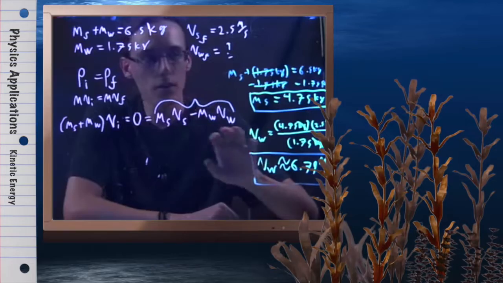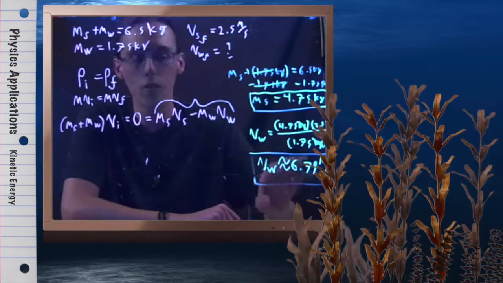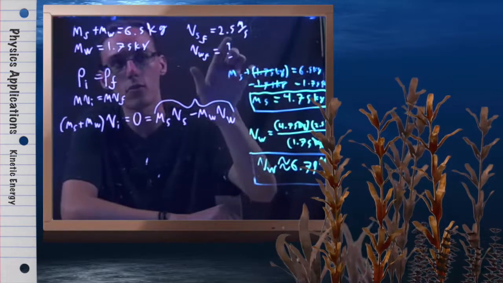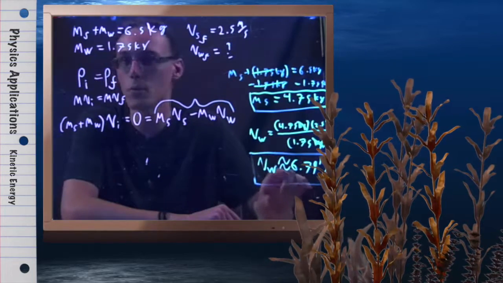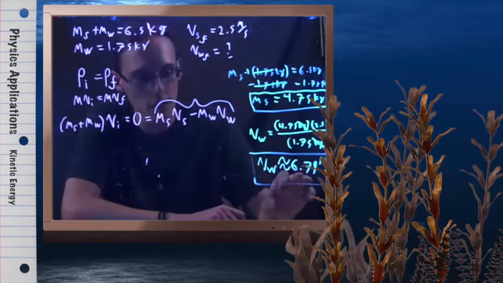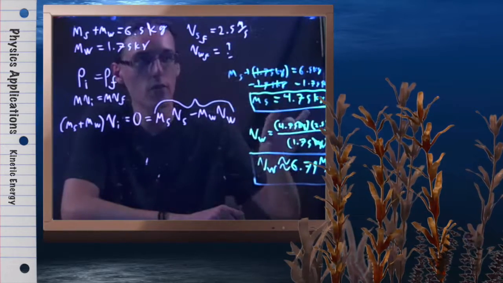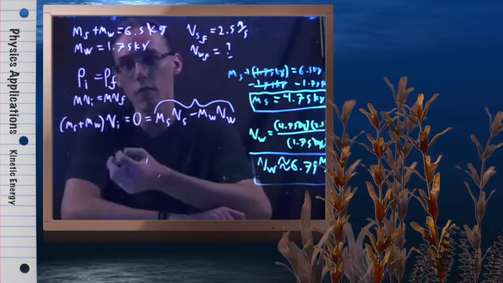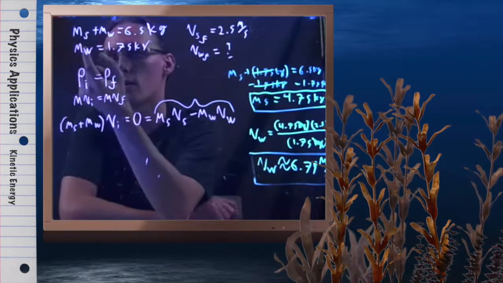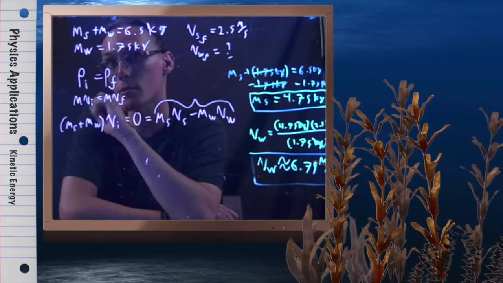So I did all of this in order to find the velocity of that water. If the squid is going to go 2.5 meters per second, how fast must the water be? Well, it must be 6.79 meters per second. And in doing that, I also had to find the mass of the squid by himself because they told us that the squid in the water altogether was 6.5 kilograms.